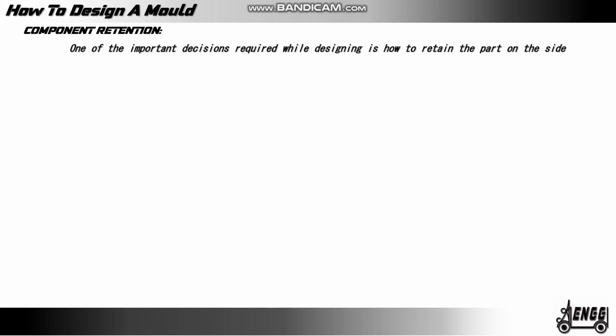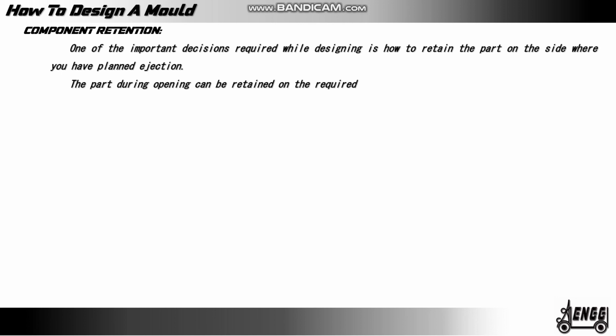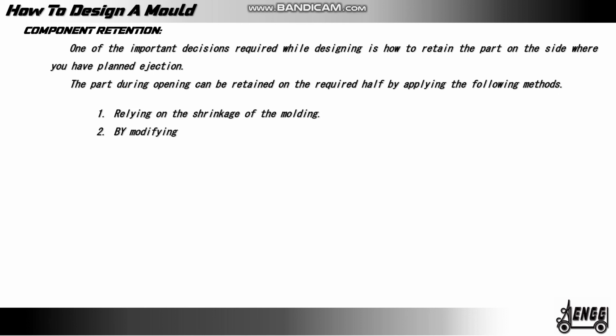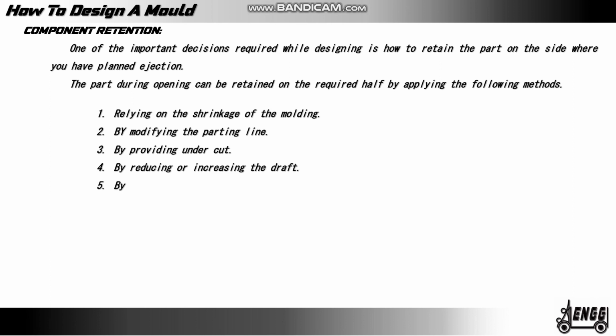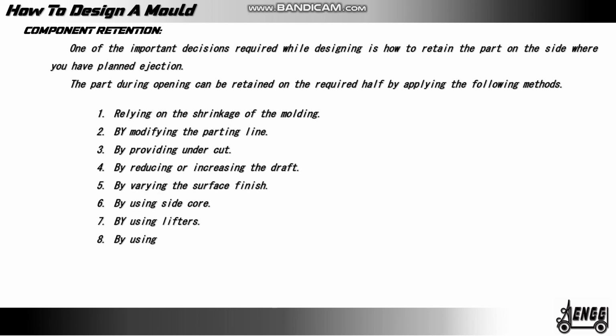Component retention. One of the important decisions required while designing is how to retain the part on the side where you have planned injection. The part during opening can be retained on the required half by applying the following methods: relying on the stripping of the mold, by modifying the parting line, by providing undercut, by reducing or increasing the draft, by varying the surface finish, by using side cores, by using lifters, by using push pins, by using air poppet, by modifying the design.